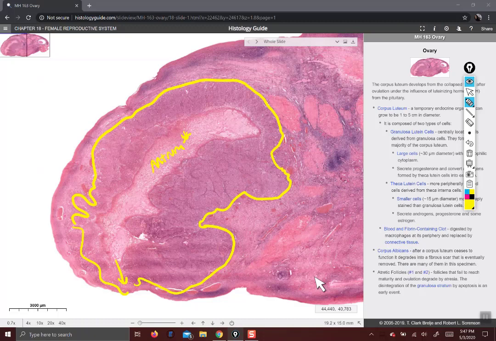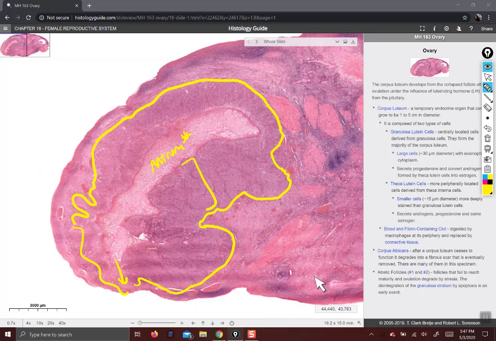So these cells right here, these are the granulosa lutein cells. And so I'm not going to make you differentiate between them or name them. I'm just showing you what they're made of. So these used to be the granulosa cells secreting estradiol, and now they're going to secrete progesterone.